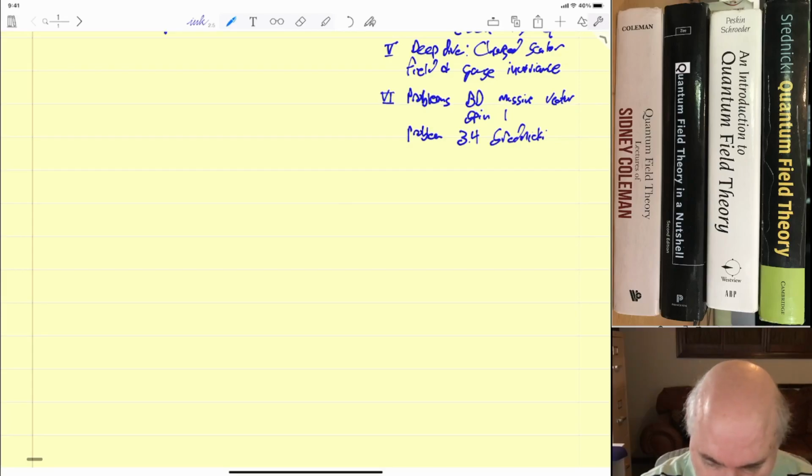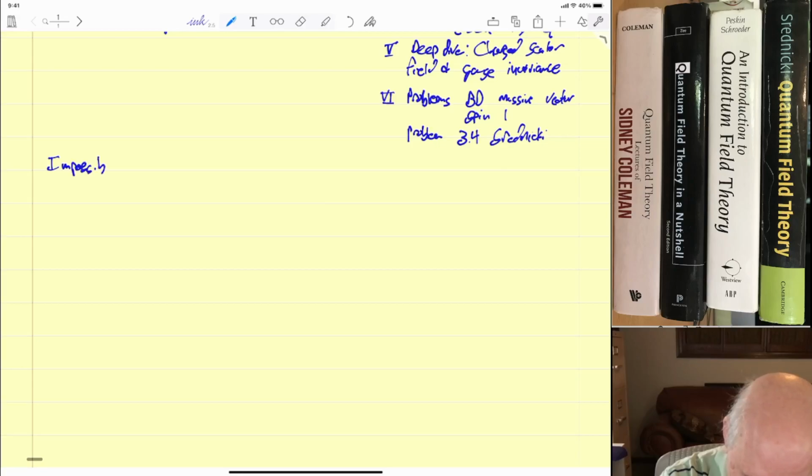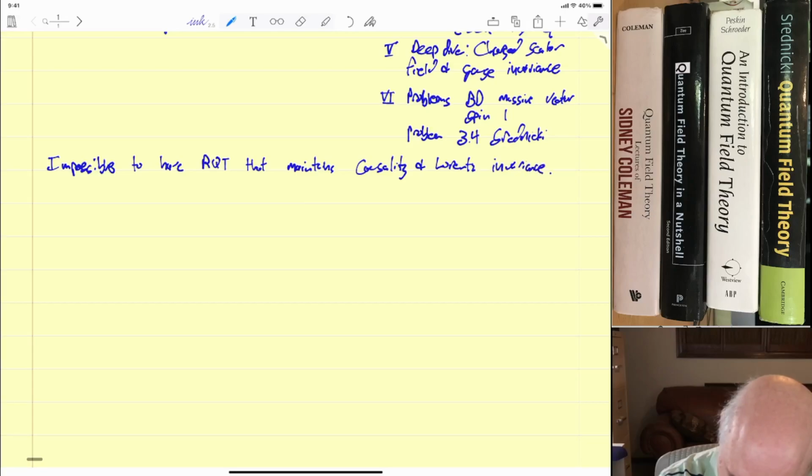And before I get into Fock space, I just want to remind you that we've seen in the last couple of lectures that it is difficult to formulate, if not impossible, a relativistic quantum theory that maintains causality and Lorentz invariance. So I'll just write: impossible to have a relativistic quantum theory that maintains causality and Lorentz invariance. I should say for particles. This is like a particle theory.